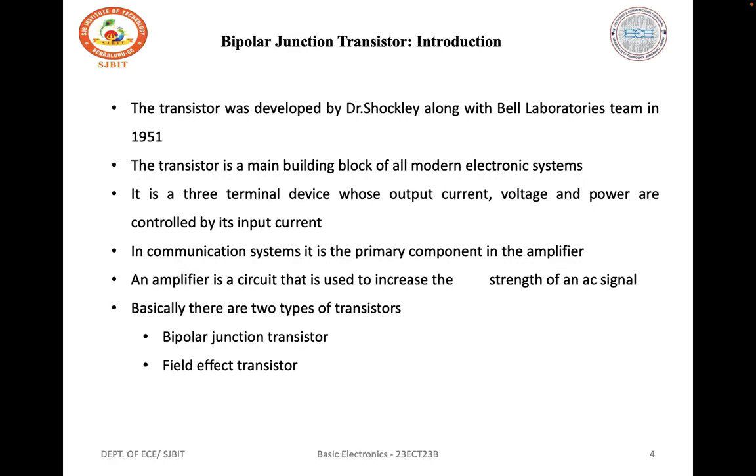In communication systems, it is the primary component in the amplifier. An amplifier is a circuit that is used to increase the strength of an AC signal. Basically, there are two types of transistors: one is the bipolar junction transistor, and the other is the field effect transistor.